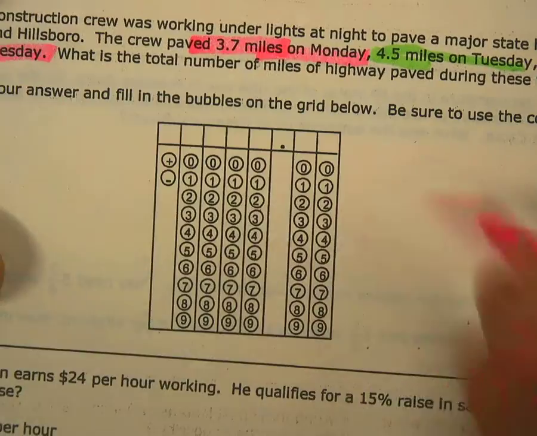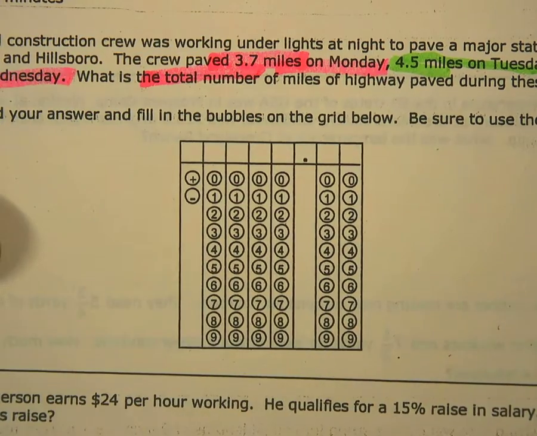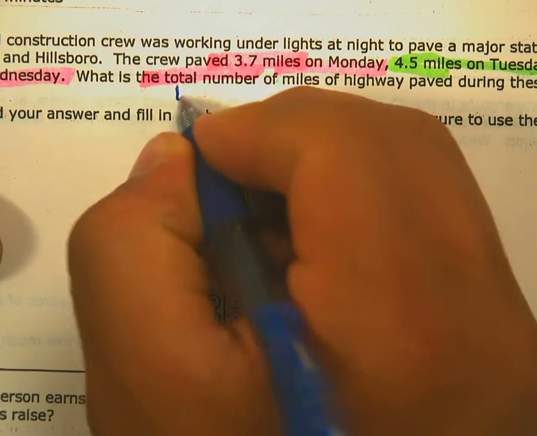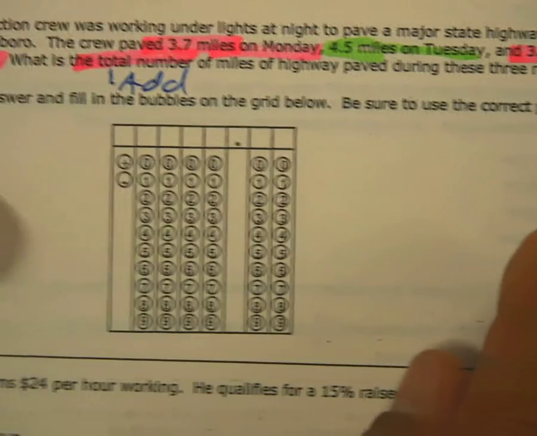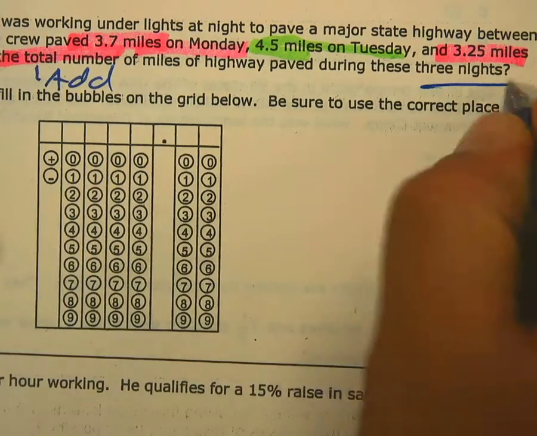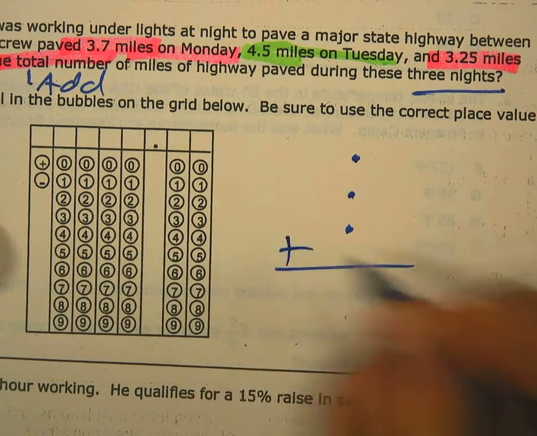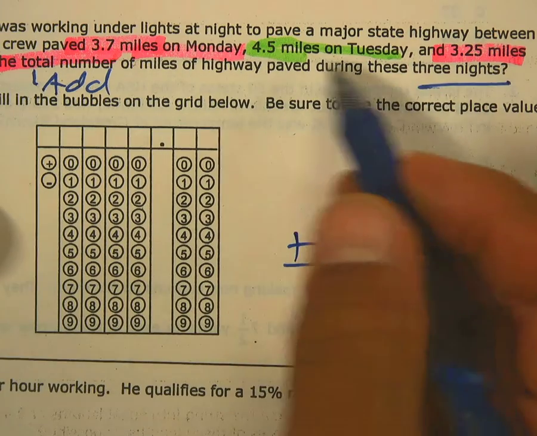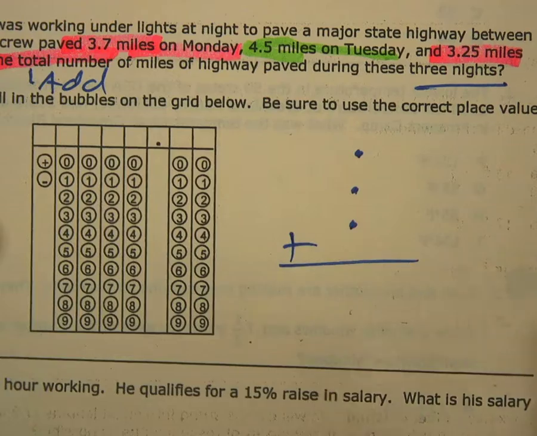They want to know, the key word here is total. Total means add. So they want to know how much for the 3 nights. So all you've got to do is line up the decimals. Line up your decimals. The numbers don't have to be in order. Just line up the decimals and then add, and you'll get an answer.